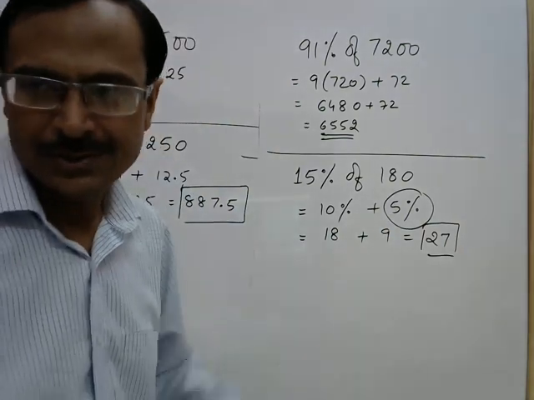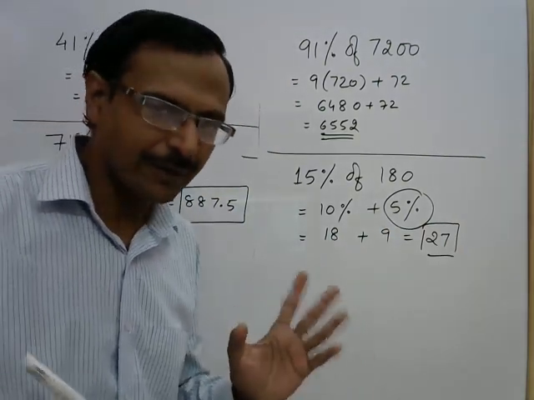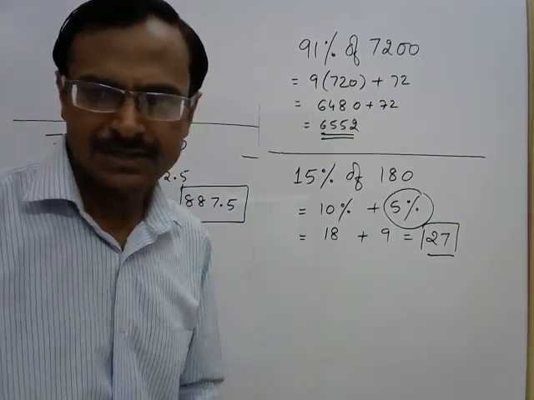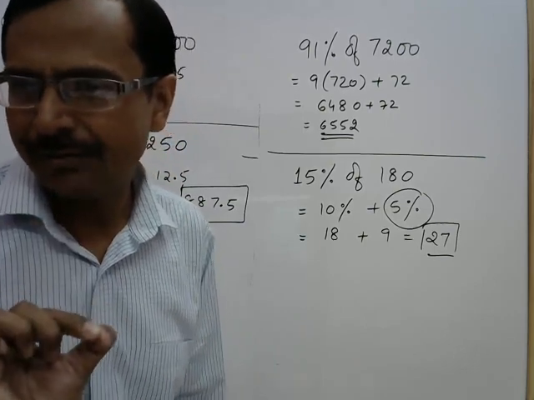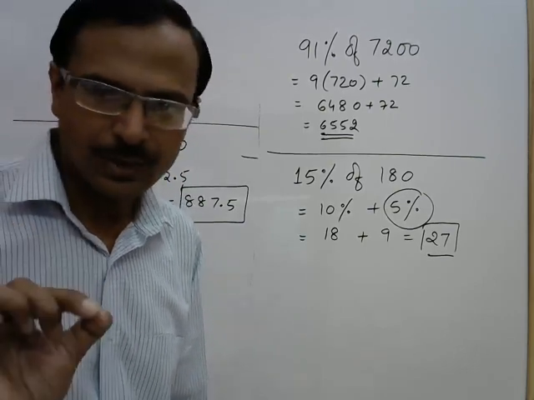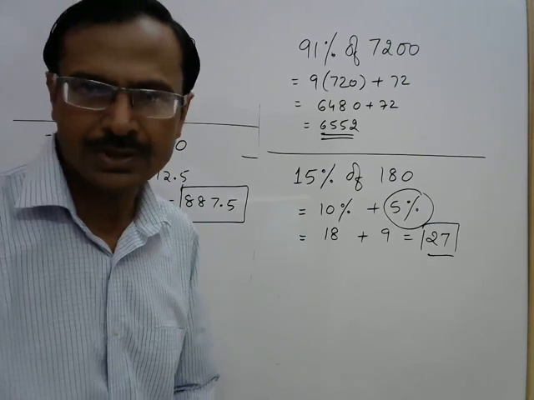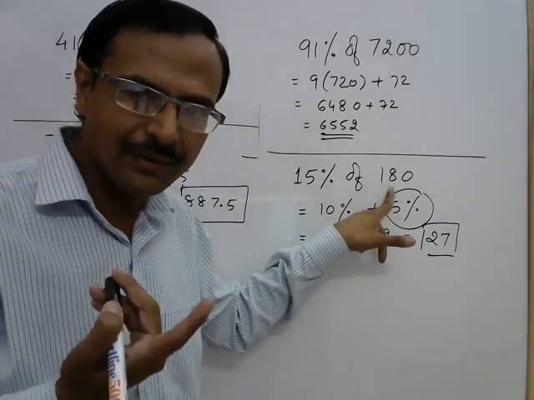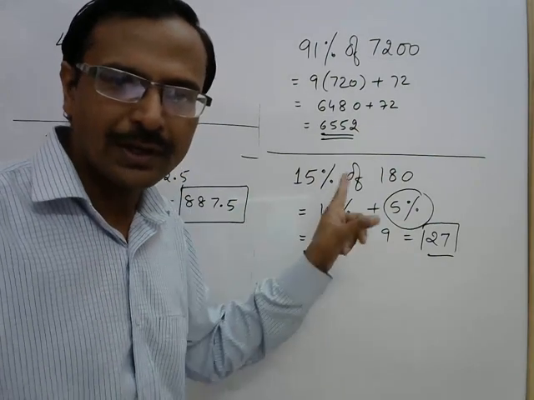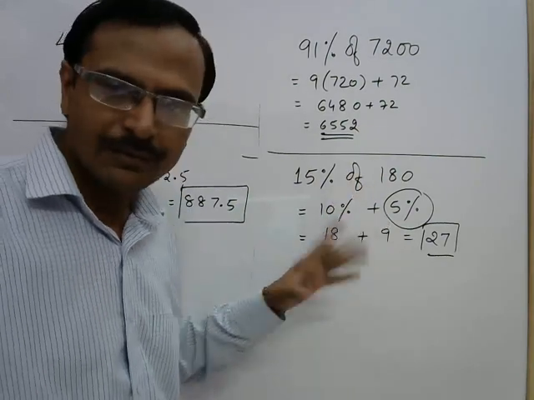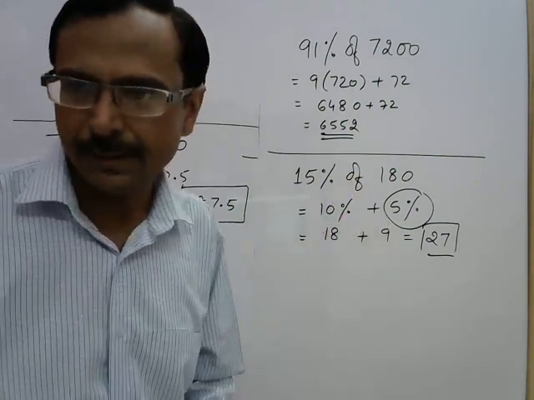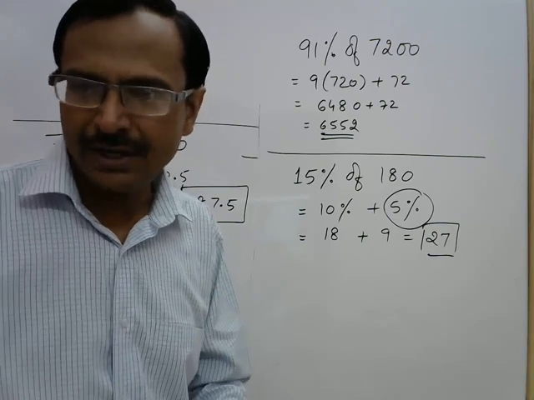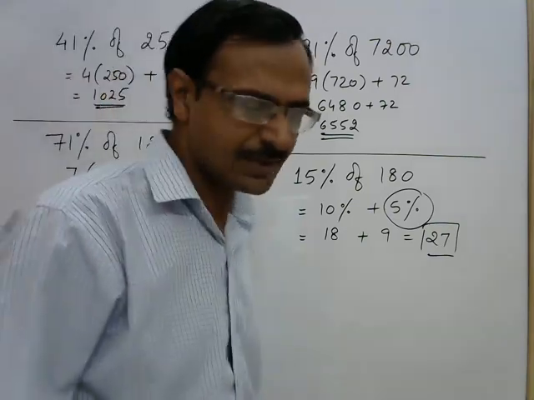How about this one, students? 15% of any number. Very, very easy. Just a little bit of mental calculation. Just think of the 10%, take the half of that and add the two. You will get the 15% of the number. So if you don't have any doubts there, let's have some practice of this one.